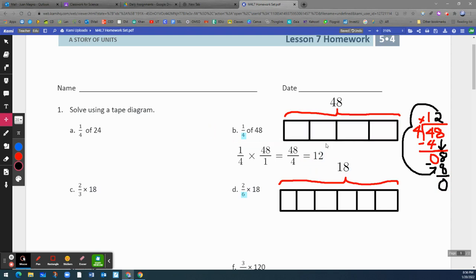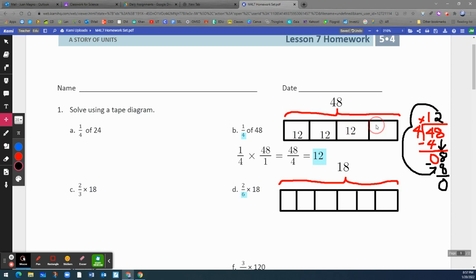And the way to check is that the answer is 12. Let me just highlight the answer. So the answer is 12, which means that inside of each of these groups, there should be 12 parts, 12 things, or 12 stars, whatever the set is.